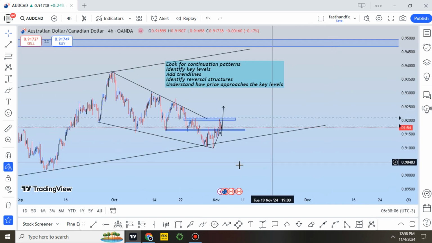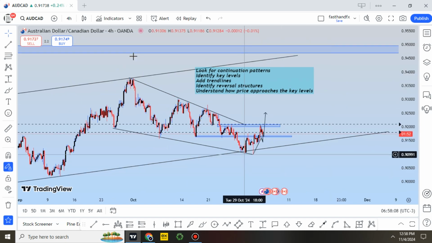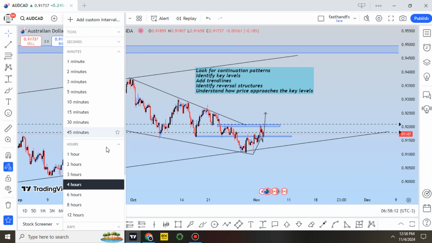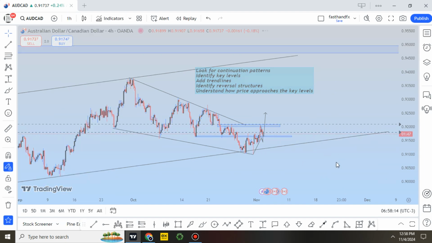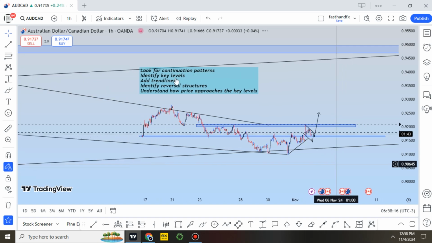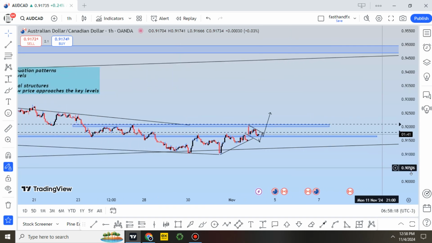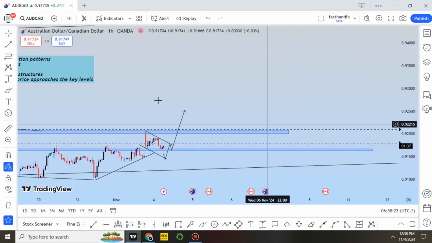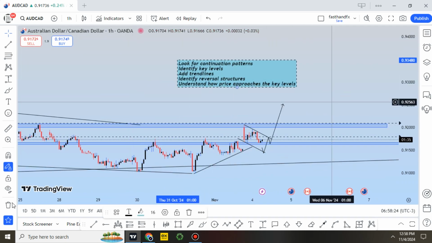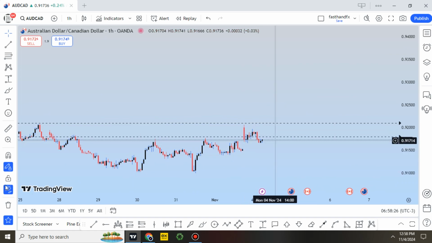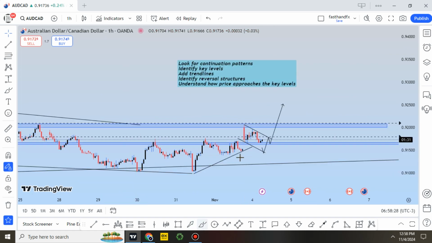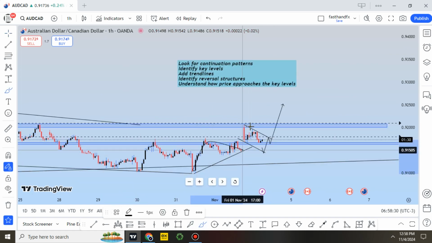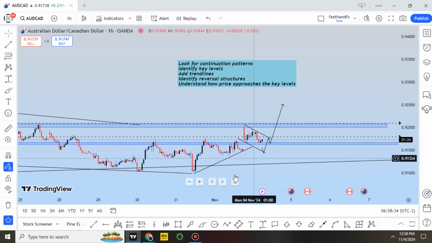Then we repeat the same thing. Look for continuation patterns, right? Let's go to the H1, just repeating the same things. Look for continuation pattern. Where is the continuation pattern? Is there any continuation pattern? Right here. There is that possibility of a continuation pattern, this one right here. So the market has given us an impulse phase, correction, impulse, and now it's trying to give us this continuation pattern right there.